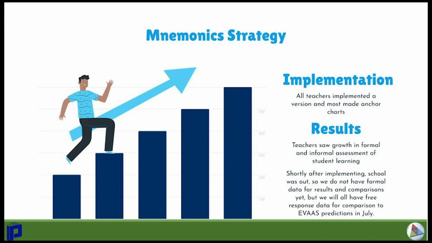All of the teachers in our COP were able to implement a version of this strategy. Most were able to make anchor charts and do activities with their students so that this would be a consistent strategy that all students were familiar with. After implementing this strategy, most of our teachers saw growth in formal and informal assessment of student learning. Unfortunately, shortly after implementation, school was out, so we don't have as much formal data as we'd like to have for results and comparisons, but we will have that free response data for comparison to EVOS predictors versus actual scores in July.